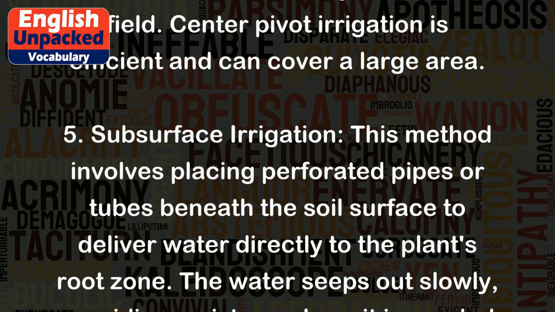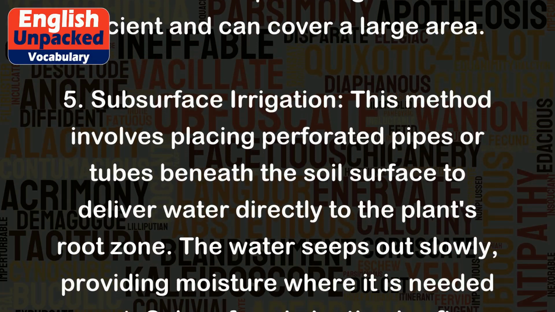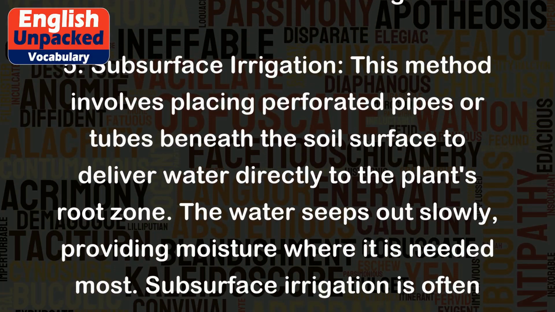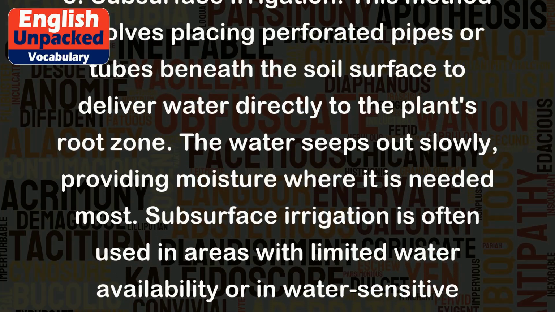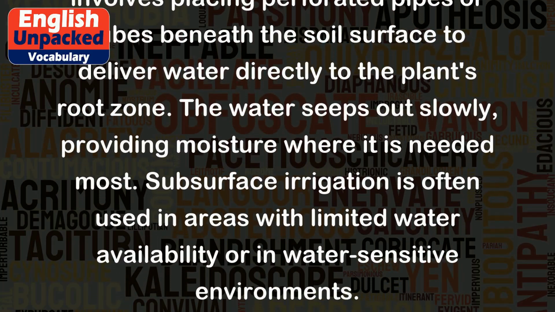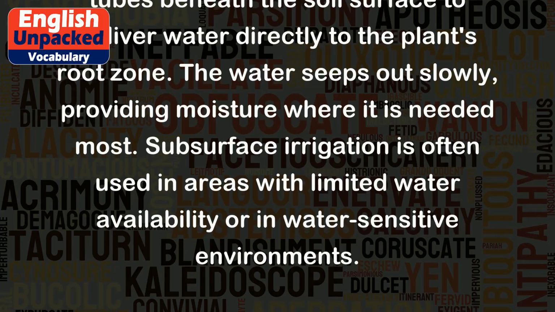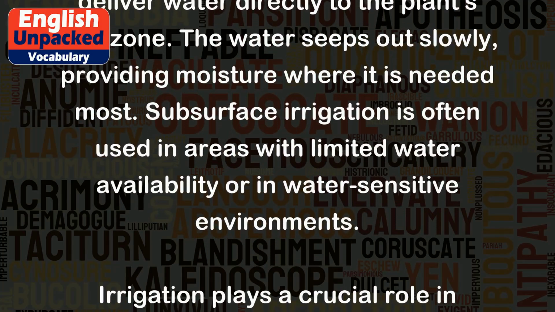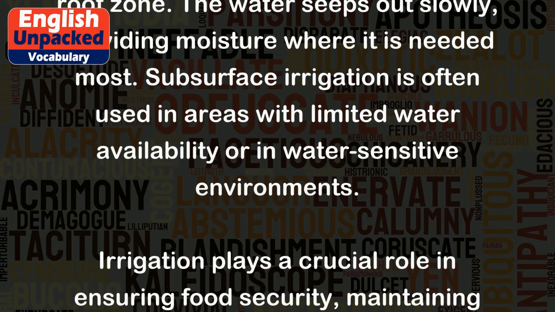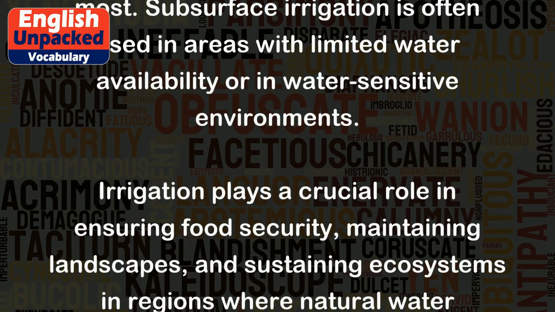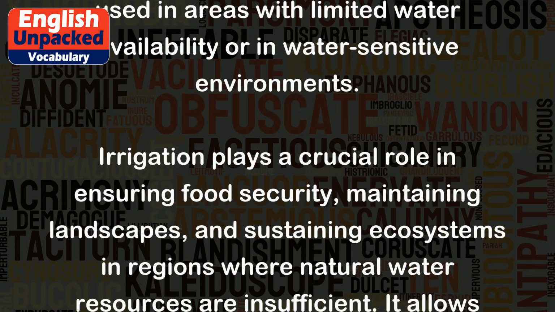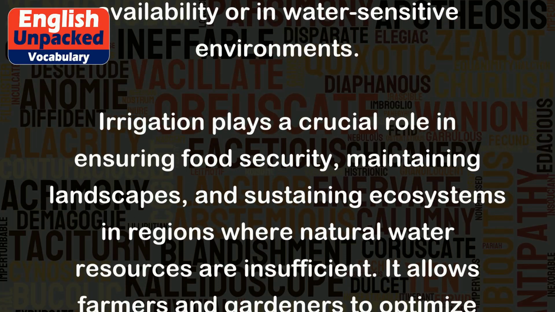5. Subsurface irrigation. This method involves placing perforated pipes or tubes beneath the soil surface to deliver water directly to the plant's root zone. The water seeps out slowly, providing moisture where it is needed most. Subsurface irrigation is often used in areas with limited water availability or in water-sensitive environments.